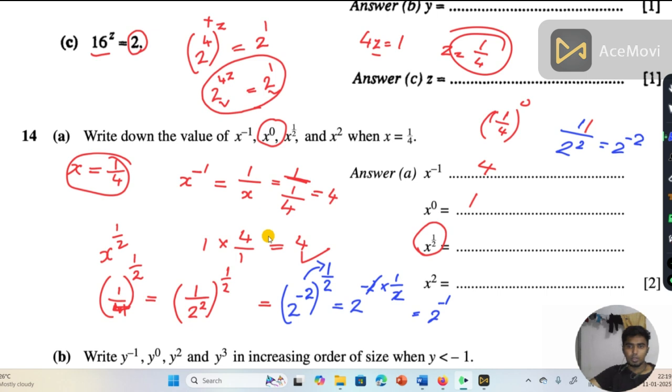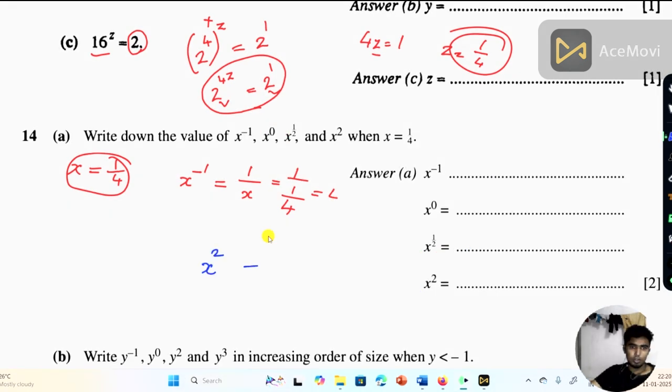So here what is the value of x square? The value of x raised to 1 by 4 equal to 2 raised to minus 1. Next, the last one, x square. What is the value of x square?